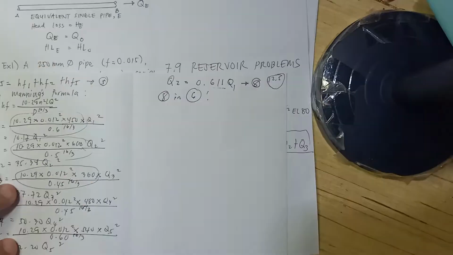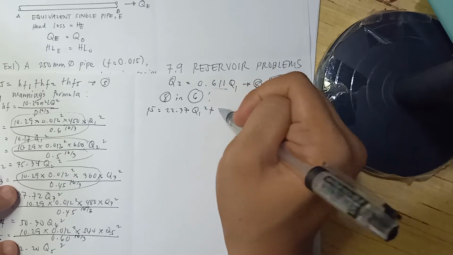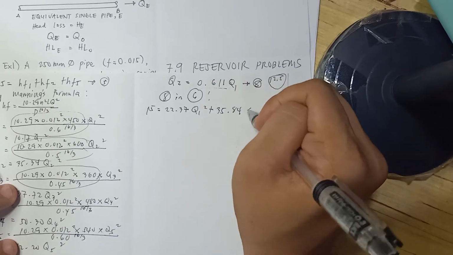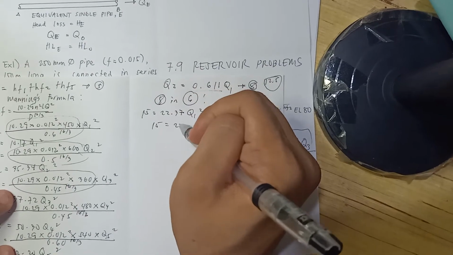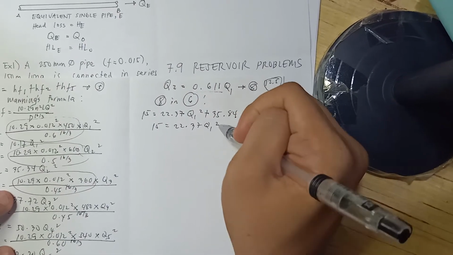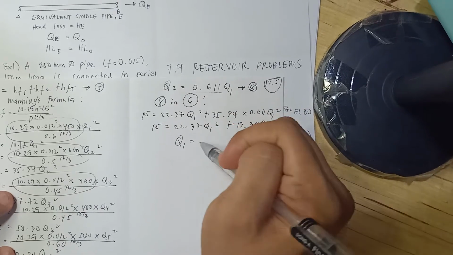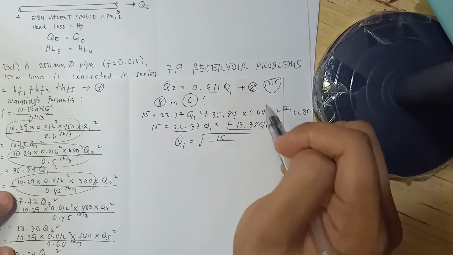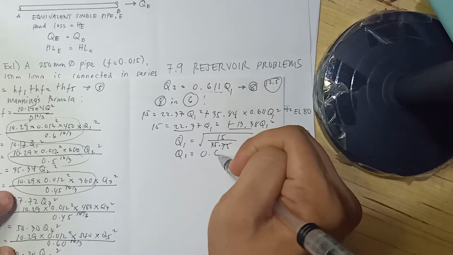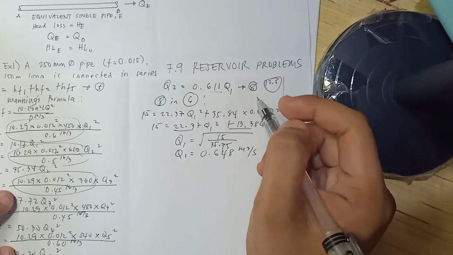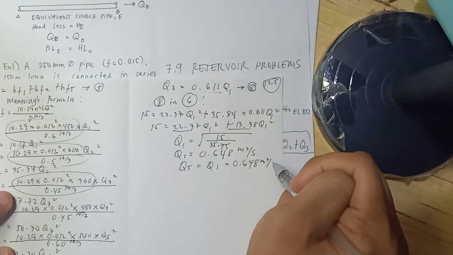equation 8 in equation 6. So 15 equals 22.37 Q sub 1 squared plus 35.84 times 0.611 Q sub 1 squared. So 15 equals 22.37 Q sub 1 squared plus 13.38 Q sub 1 squared. So Q sub 1 is the square root of 15 over 35.75, adding the two, or Q sub 1 equals now 0.648 cubic meter per second. Remember that Q sub 5 equals Q sub 1, so it is 0.648 cubic meter per second.